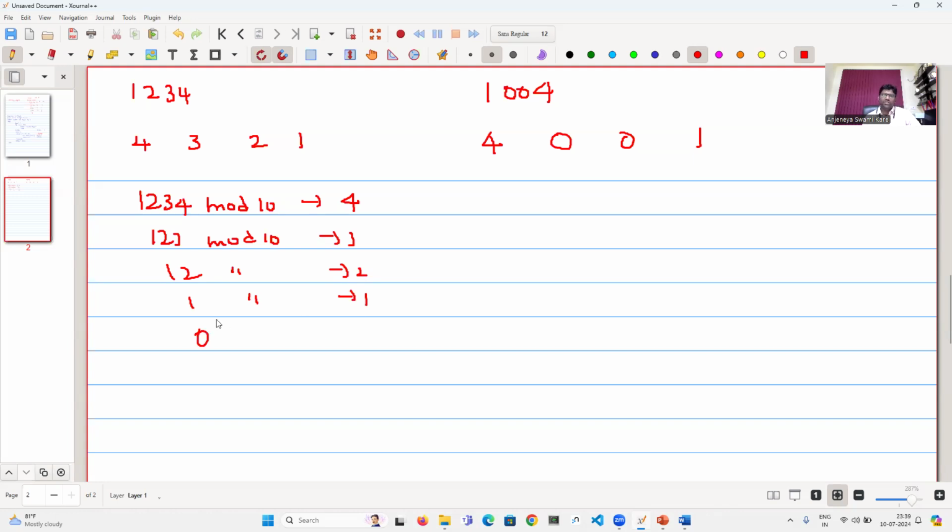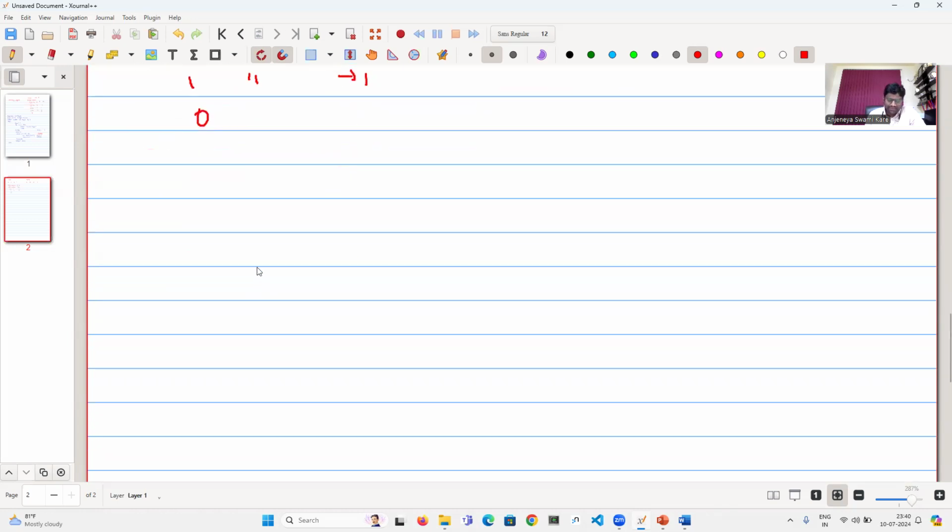So what we need to do is extract the rightmost digit by applying the modulus operator, and then to discard the rightmost digit from the number, we need to do a quotient operation, n equal to n by 10. Okay. So let us write the algorithm.